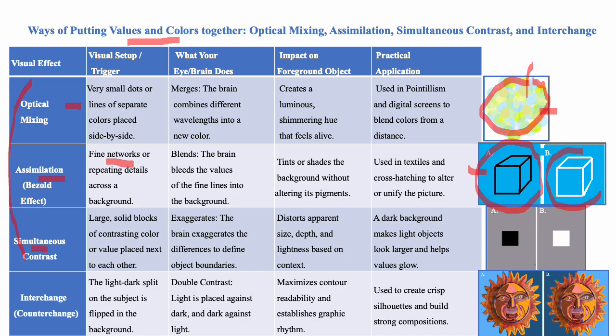And then there's simultaneous contrast that requires large blocks of contrast or value, and it exaggerates the differences between them. And then finally, we talk about interchange or counterchange, where we have a light-dark split that is different from the background. And it maximizes contour readability and establishes graphic rhythm, creating crisp silhouettes and a strong composition.